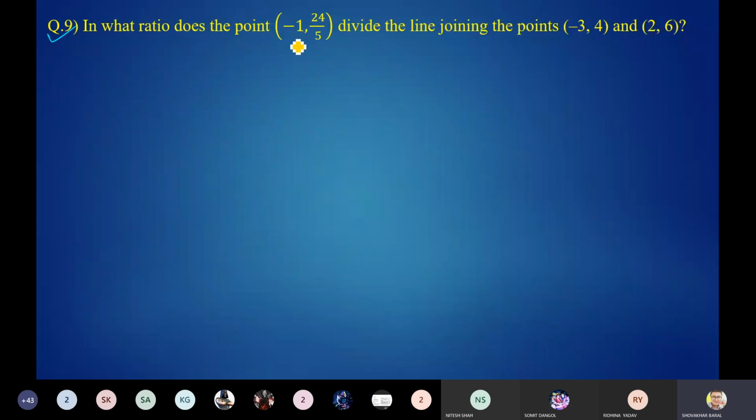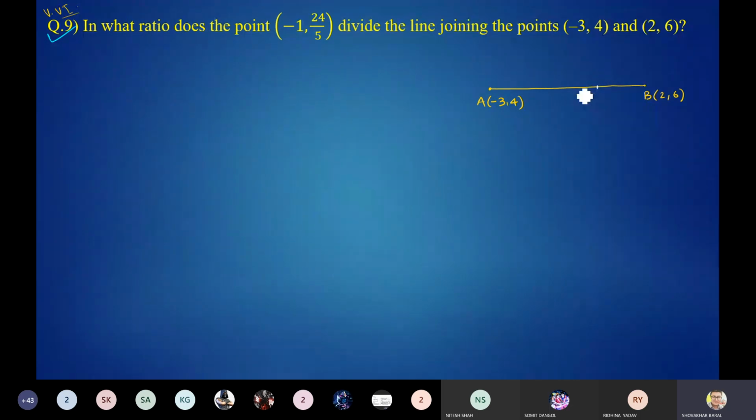So in what ratio does the point (-1, 24/5) divide the line segment joining the points (-3, 4) and (2, 6)? Let me suppose these two endpoints of the line segment are A(-3, 4) and B(2, 6). The question is asking you to find the ratio in which this point (-1, 24/5) divides it.